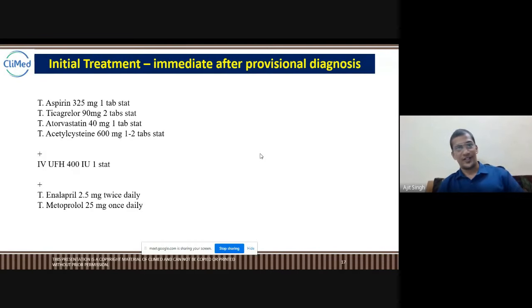Okay, you find out and read it. Why is acetylcysteine given just before the procedure, just before the angiography or angioplasty? Then why IV UFH? And what is this?